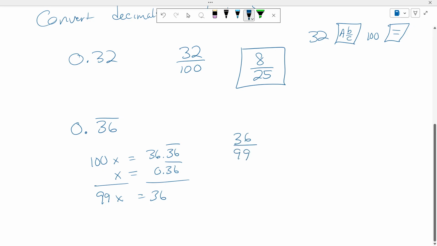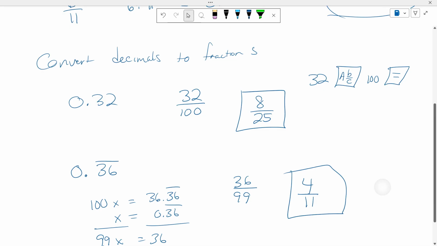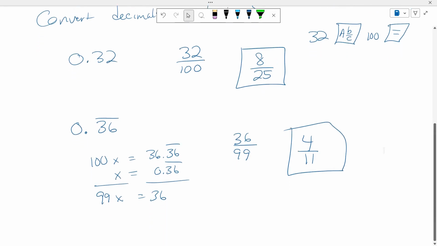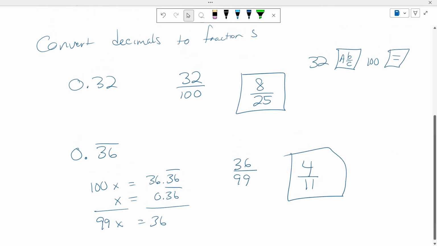Now let the calculator reduce it for you. What is 36 over 99 using the 36 AB over C 99 equals? 4 over 11. Okay? That is converting decimals to fractions.